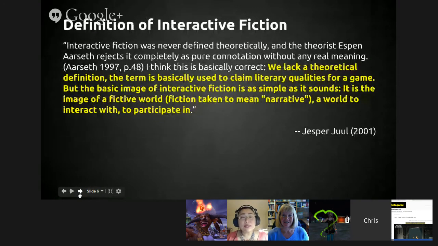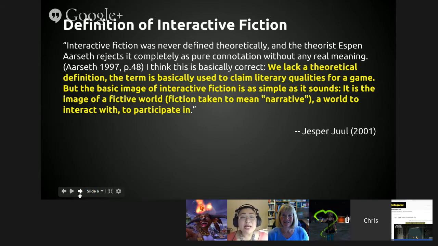All right, so here is a definition of interactive fiction that Juul offers to us. And throughout this presentation, you'll hear several definitions, but we're starting off with Juul's, okay? So he says, interactive fiction was never defined theoretically, and the theorist Espen Aarseth rejects it completely as pure connotation without any real meaning. So they're both, Aarseth and Juul, are both allergic to the term interactive fiction. Okay. Allergic? Yeah, they're kind of allergic. Okay. So here's his justification, okay? He says, I think this is basically correct, and here's the bold part.